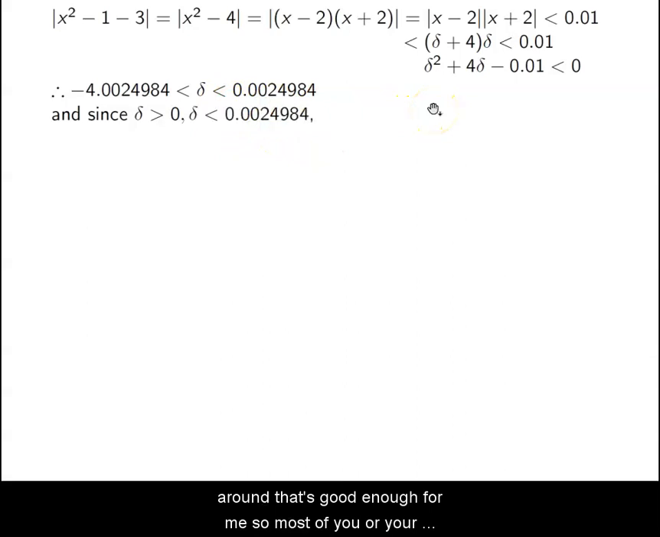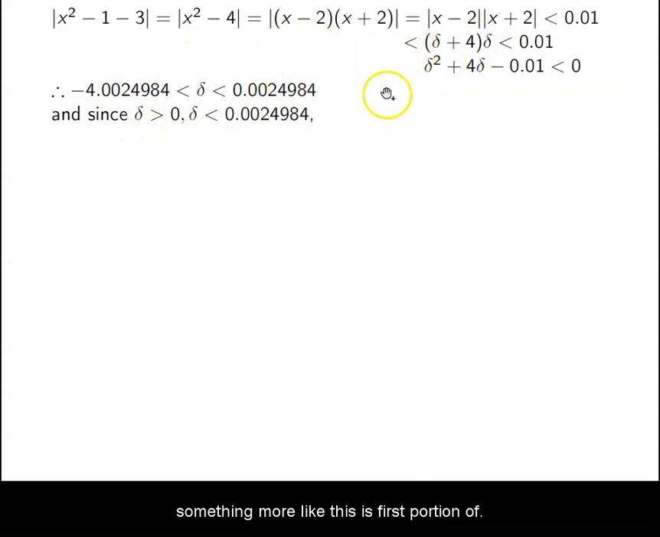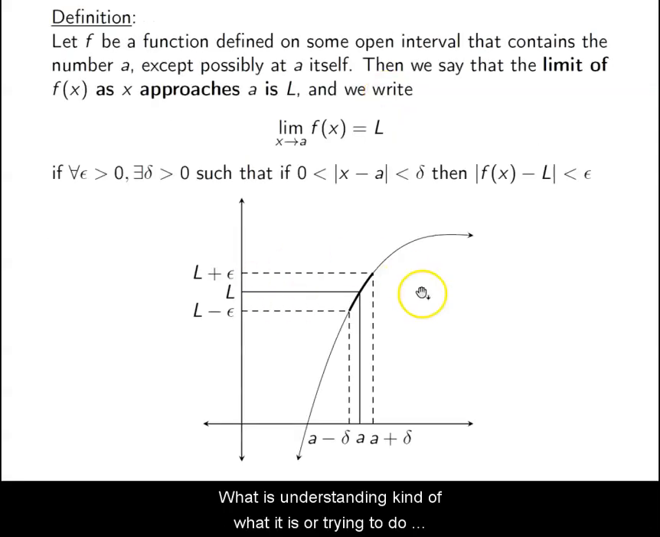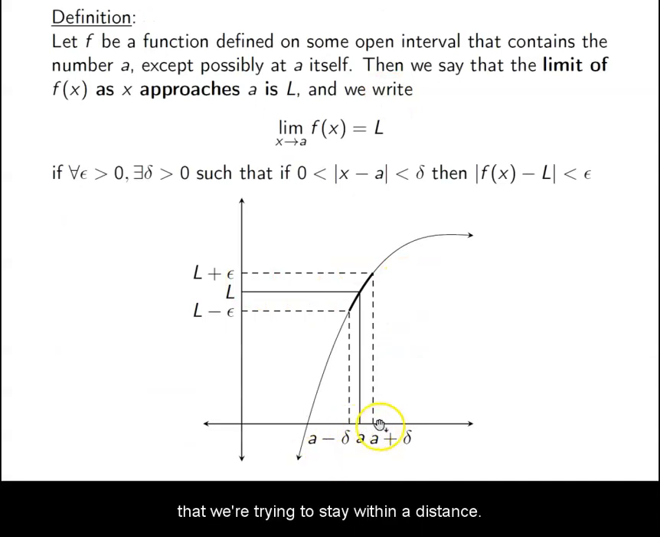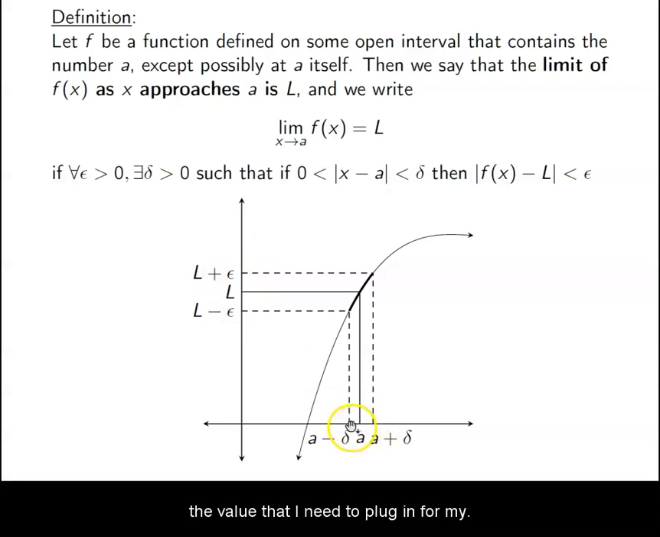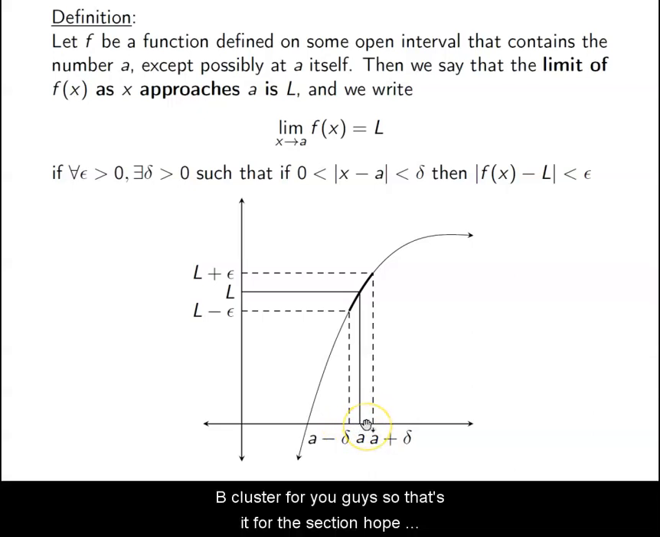So most of the problems that you're going to run into in this class are going to be something more like this first portion of it, or just understanding what it is that we're trying to do, that we're trying to stay within a distance. I have a choice of the tolerance I want to be around for my limit, which means that I will always be able to find a boundary for the values that I need to plug in for my values close to a. Okay, that's really all I need for you guys.